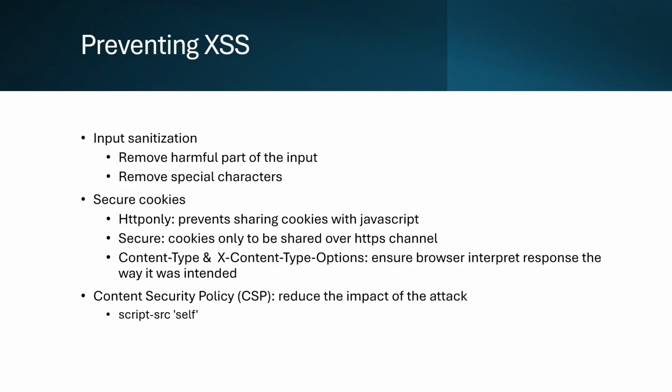CSP is a browser-side security feature that allows you to define which content the browser is allowed to load and execute, including scripts, styles, images, fonts, and so on. For example, if you set your CSP header as script-src 'self', then only scripts from the same origin as this application will be executed. This blocks attackers from injecting and executing scripts from untrusted sources.